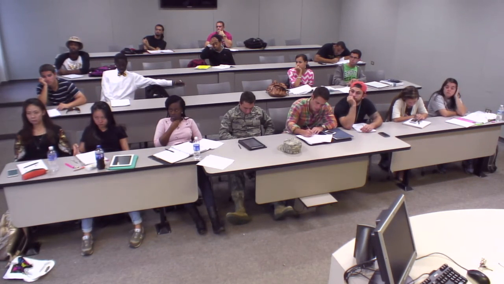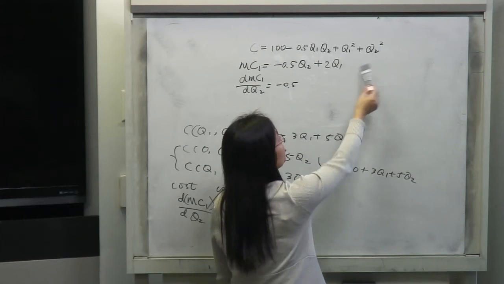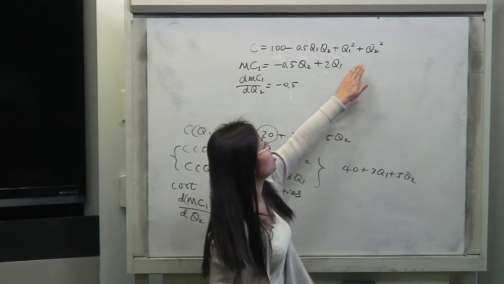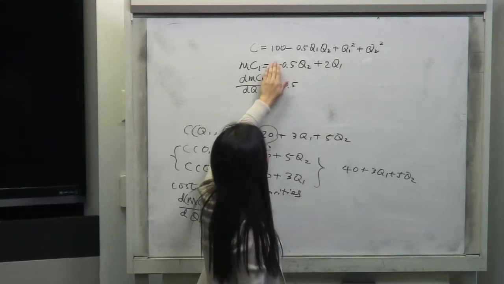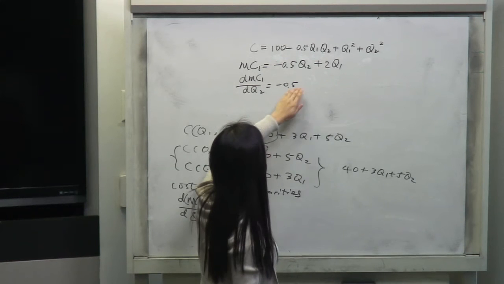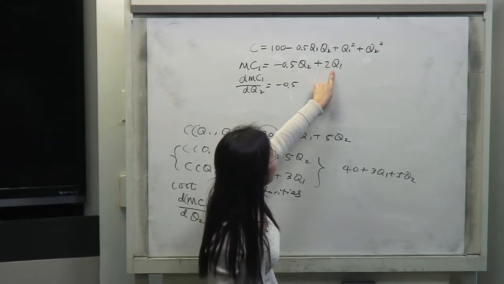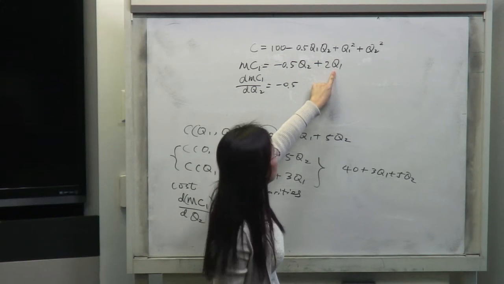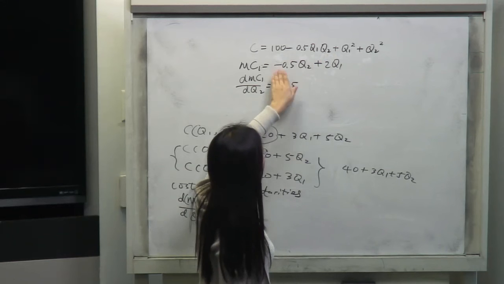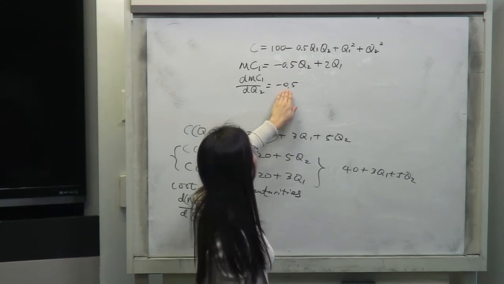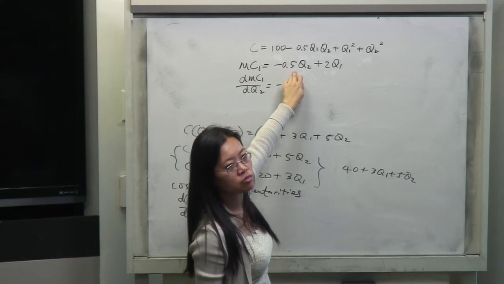Yeah, you bring it down. Then this one will go to 0 because we treat this as a constant number. So now we have this. Then we take the derivative of this with respect to Q2. We treat this as a constant number, and when we do, they just go away. So the derivative of this with respect to Q2 is minus 1.5 in front of it.